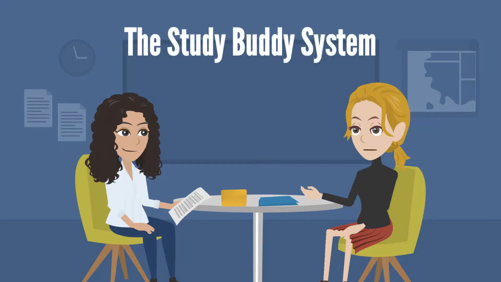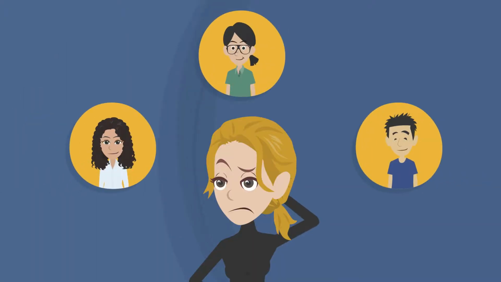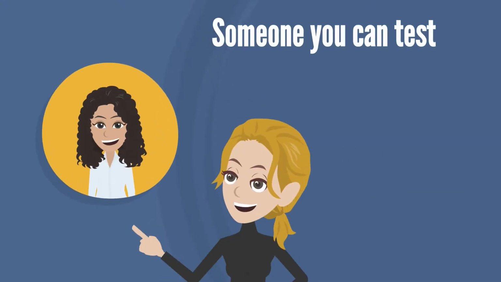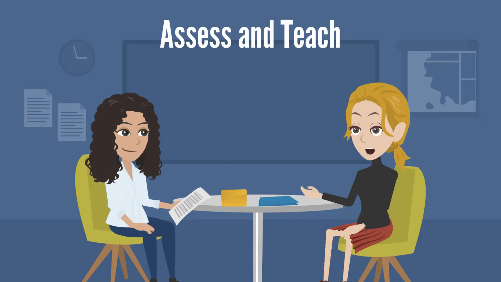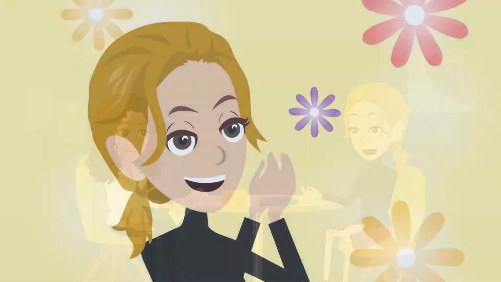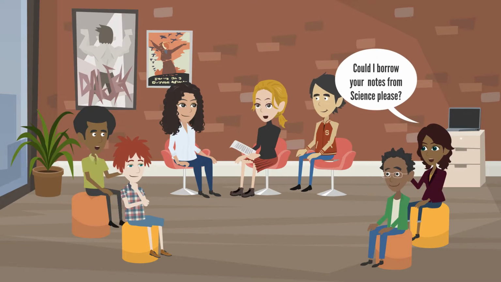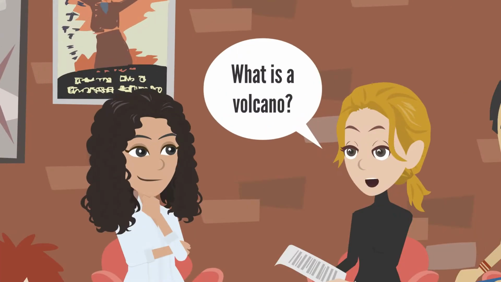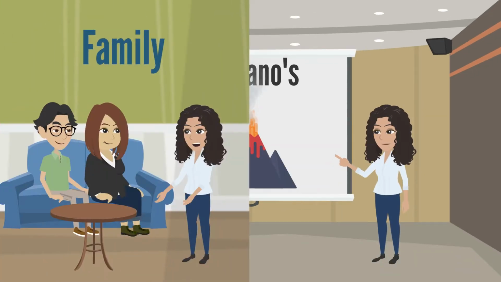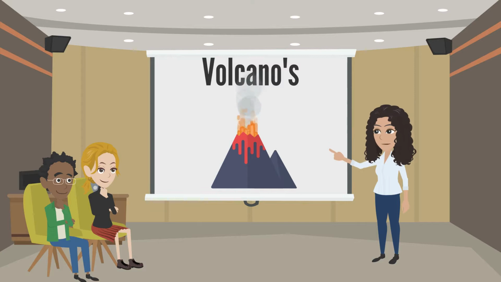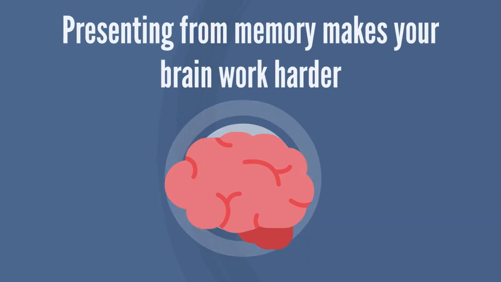The Study Buddy system is also highly effective in assisting with your learning. Firstly, you need to find a partner that you can work with, someone you can test and who can test you. The act of assessing and teaching each other is a great learning strategy and can make the process of learning more enjoyable. It is good to talk to people about your learning, as they can interact with you and ask you questions. Maybe do a presentation from memory for your classmates, friends, or family. You may want to try teaching your study buddy everything you know about a topic without the use of any learning materials. This will really get your brain working.